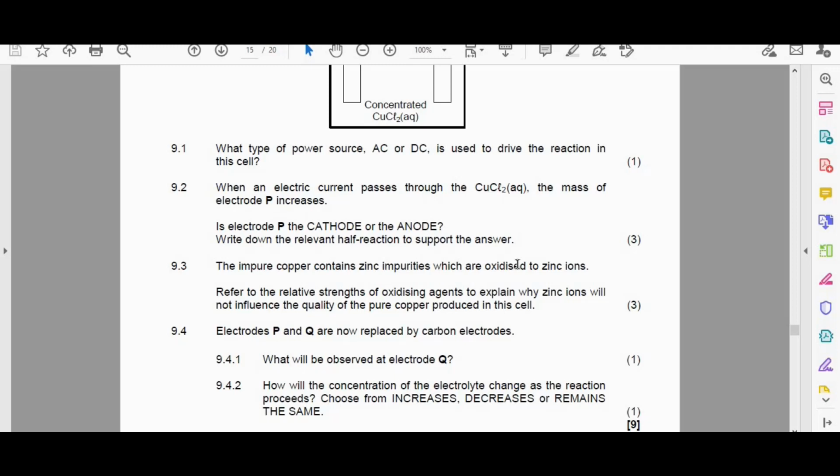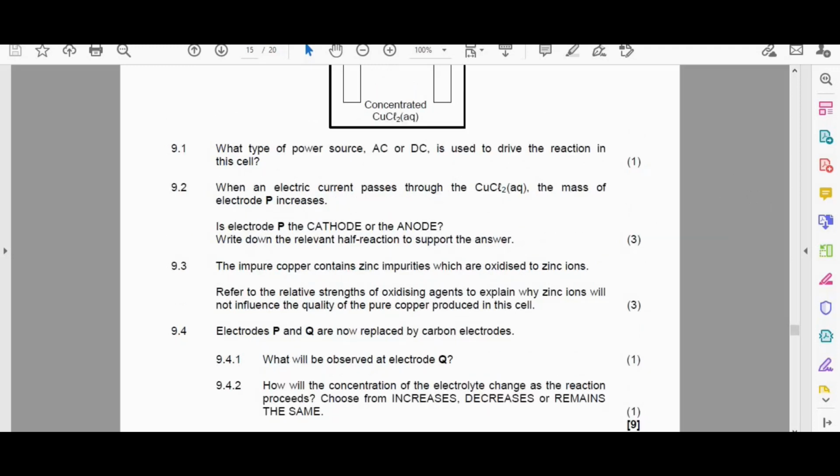9.4, electrodes P and Q are now replaced with carbon electrodes, both of them. So the same concentrated solutions are still present. This is a 1 mark question.